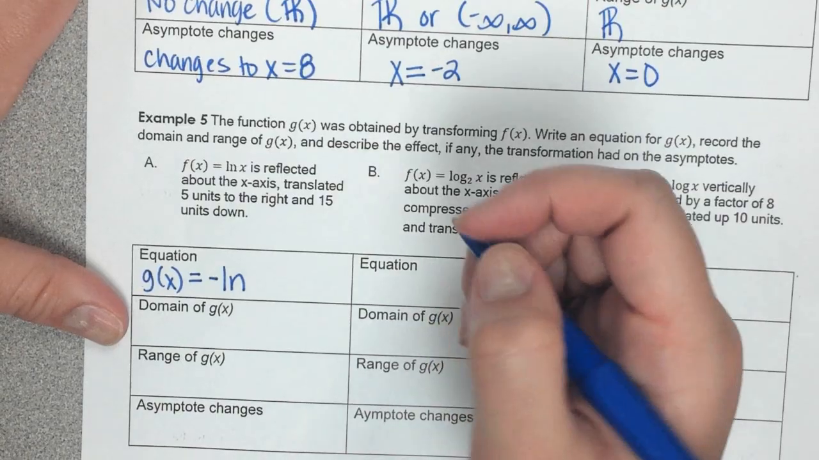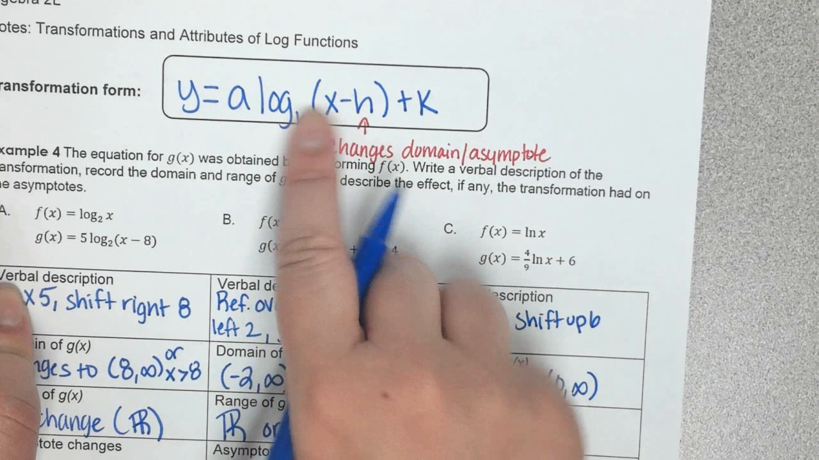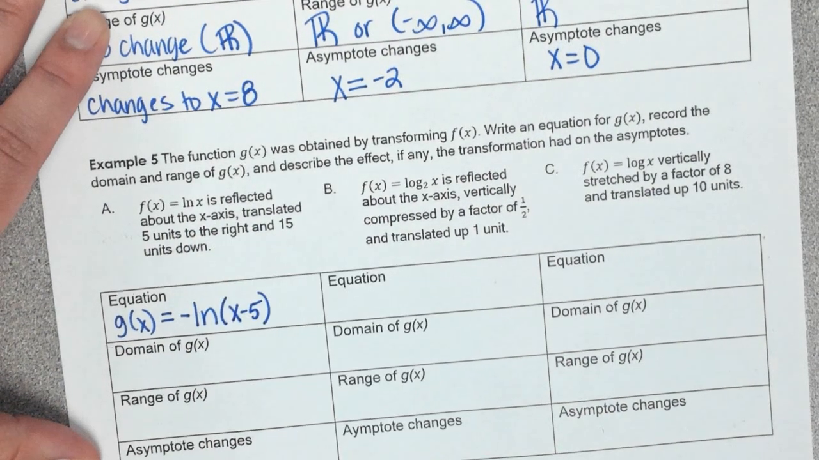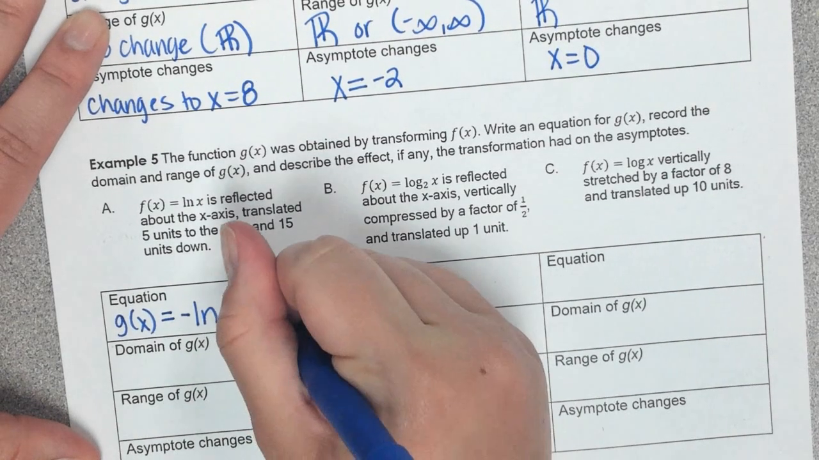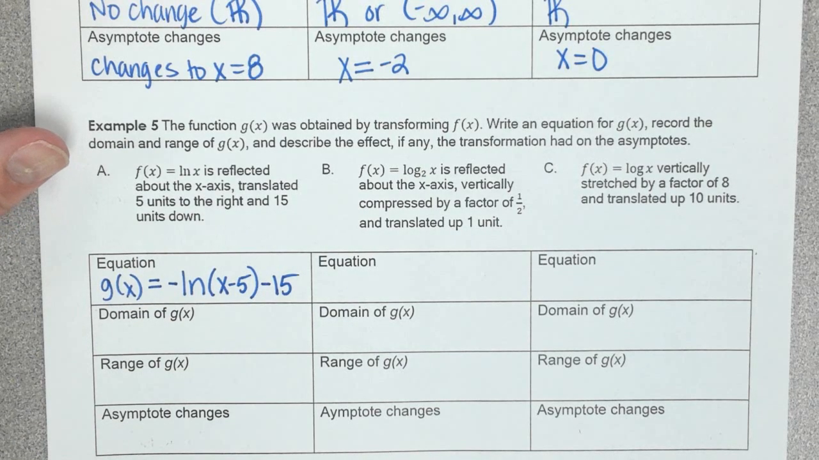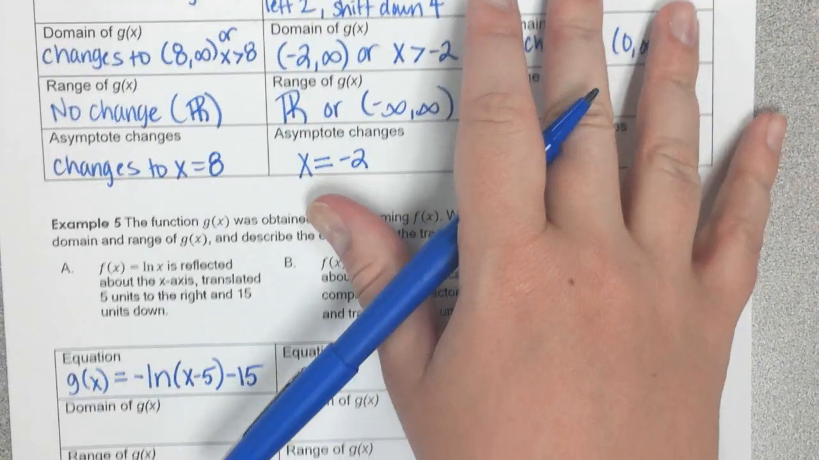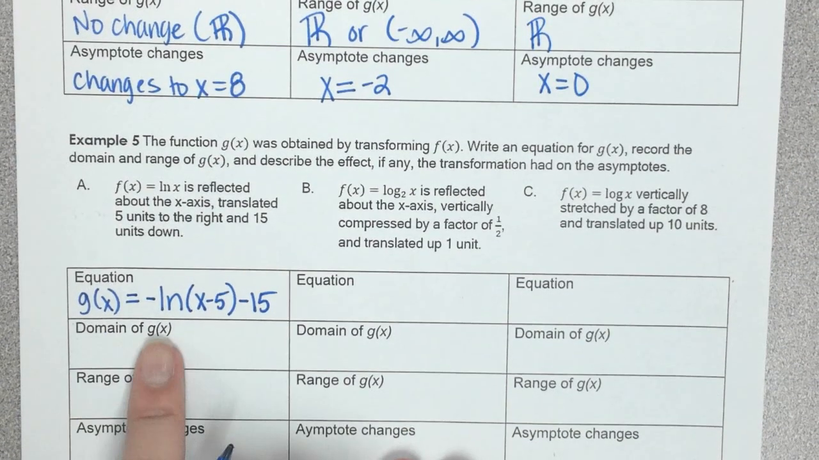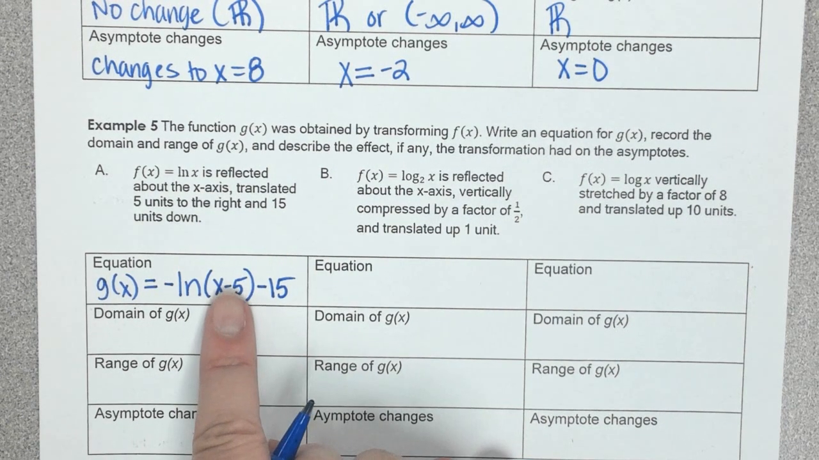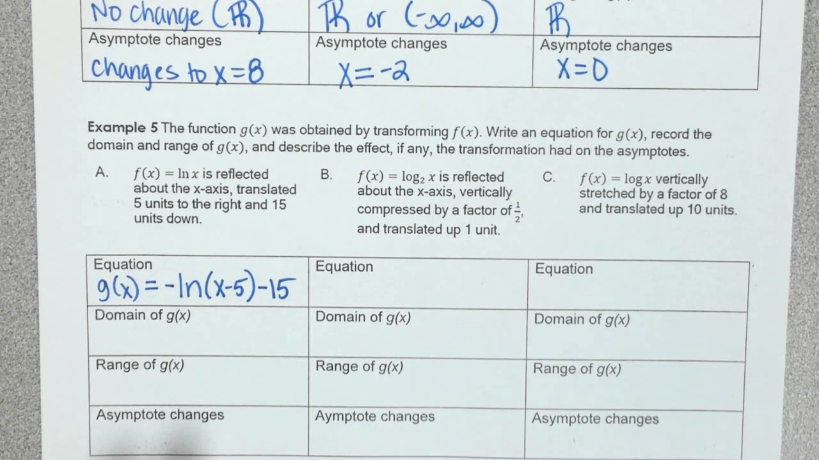5 units to the right means I put minus 5 in parentheses with x here. So this would be parentheses x minus 5. And 15 down, minus 15. Does that make sense? So we're just putting in all these things into this equation. Okay, domain. Not 0 to infinity anymore. We're shifted right 5.